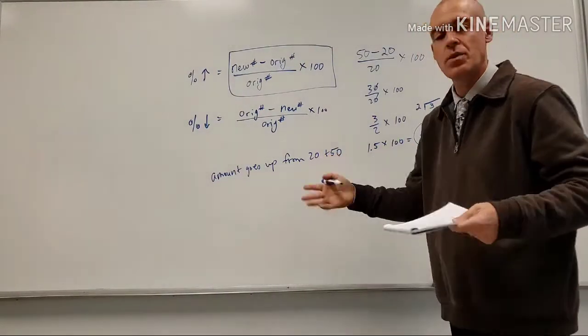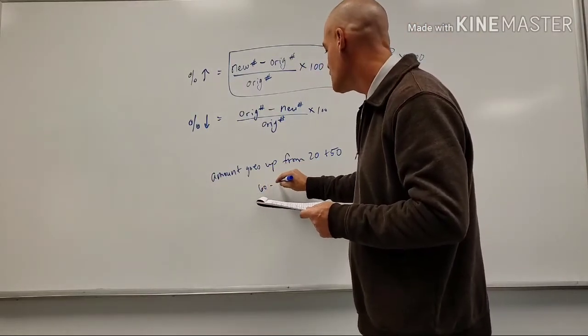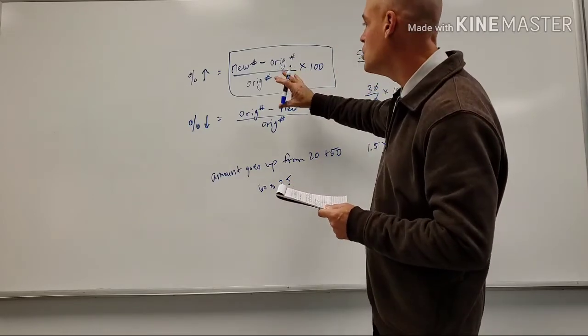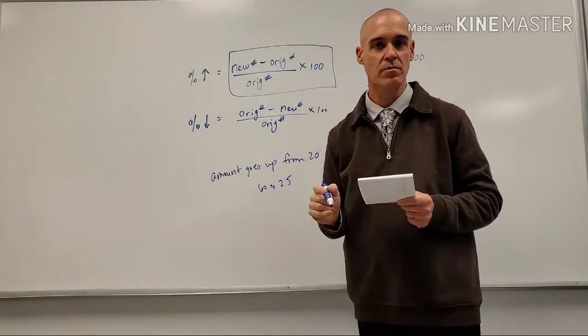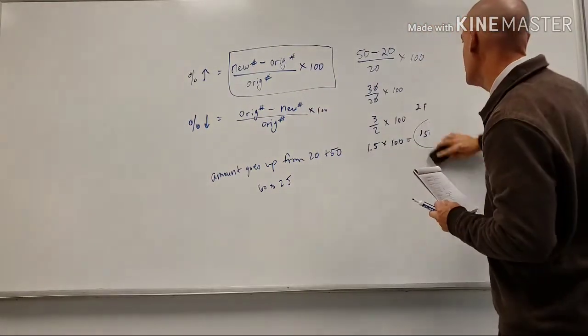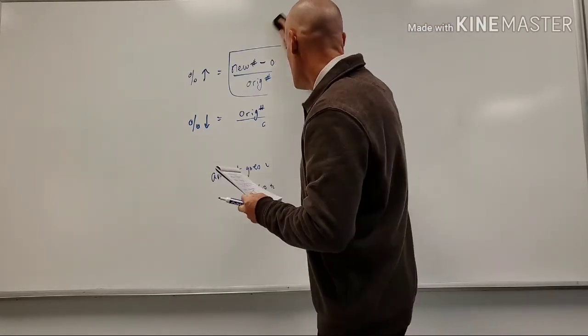If it was a decrease, we don't have to work it out. But if we were going, obviously, from 60 to 25, that would be a decrease, so we would use our decrease equation. Okay? So keep that in mind when you're calculating these. Okay, moving on.